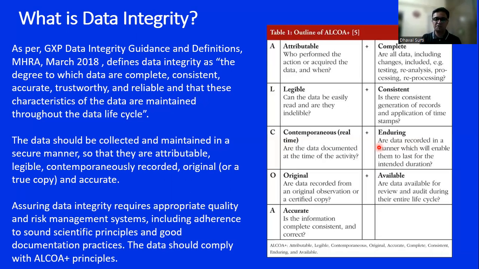When we say ALCOA Plus, so what is ALCOA Plus? It includes complete. So all data should be all-inclusive. If any change is done, its changes should be mentioned. All the testing, reanalysis, processing, reprocessing, everything we have to write it down. We don't have to exclude any information. For example, if I manufactured 3 batches for the process validation and one of the batches is failing and I repeated one batch, so I have to include all 4 batches' data. I cannot exclude the data of the failing batch. I have to include all 4 batches' data, 3 passing results and 1 failing batch data.